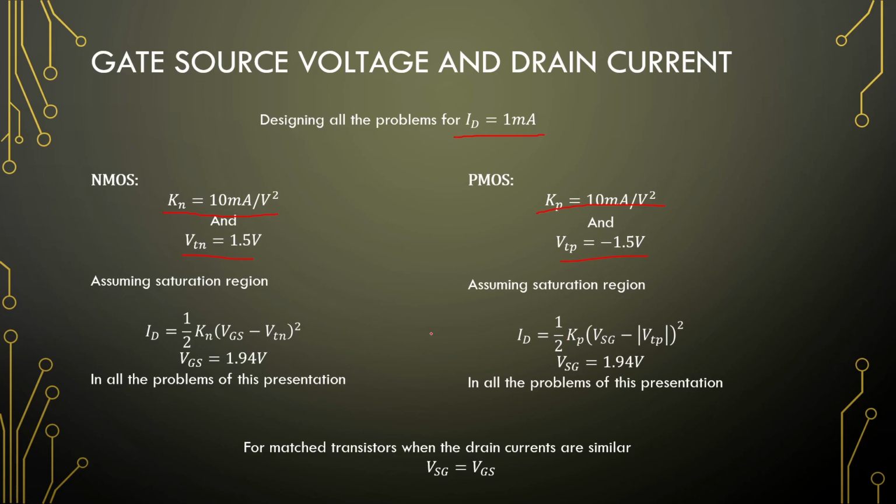So if we apply the equations for the saturation region, since we are assuming that we are building amplifiers, our gate source voltage and our source gate voltage will be 1.94 volts in all of the problems. That's a cool thing of matching transistors, is that your voltages to switch them on for the same current is exactly the same. I will not be going through this every time. Know that our gate source voltage or our source gate voltage that we want in every problem is 1.94 volts, and that is to have a drain current of 1 milliamp.